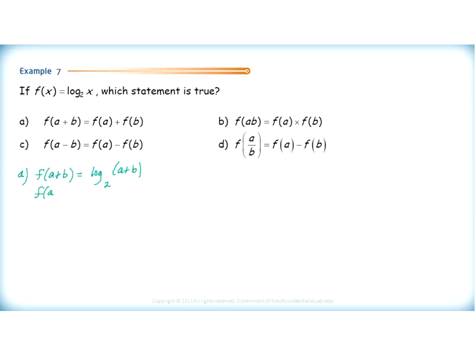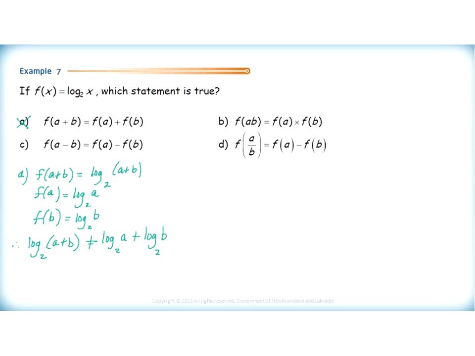f of a is just equal to the log of a to base 2, and f of b is equal to the log of b to base 2. And we can note there that the log of a plus b does not equal the log of a to base 2 plus the log of b to base 2. So that eliminates A as a multiple choice item.